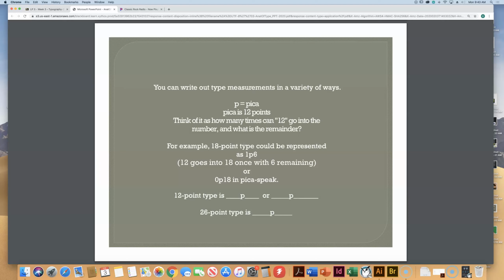And then if there's leftover, that's the remainder. So 18 point type can be represented as 1 pica, that's 12, with 6 left over, 1P6. Or you could actually say it, 0 picas, 18 points. Not sure why you would do that. What's 24 point type? How many full picas? How many times does 12 go into that? Twice. How many left over? None, so it's 2P0, or 2 picas.